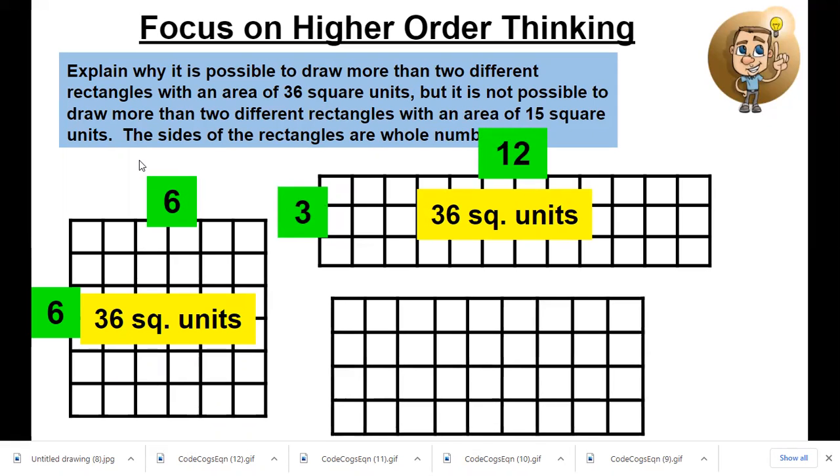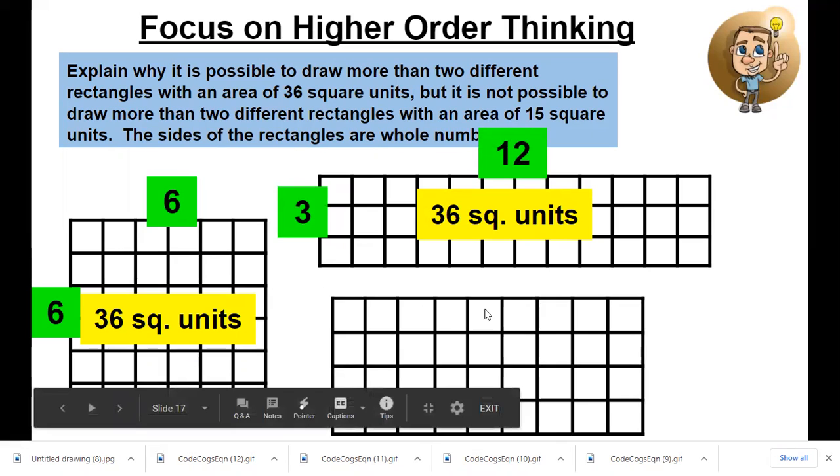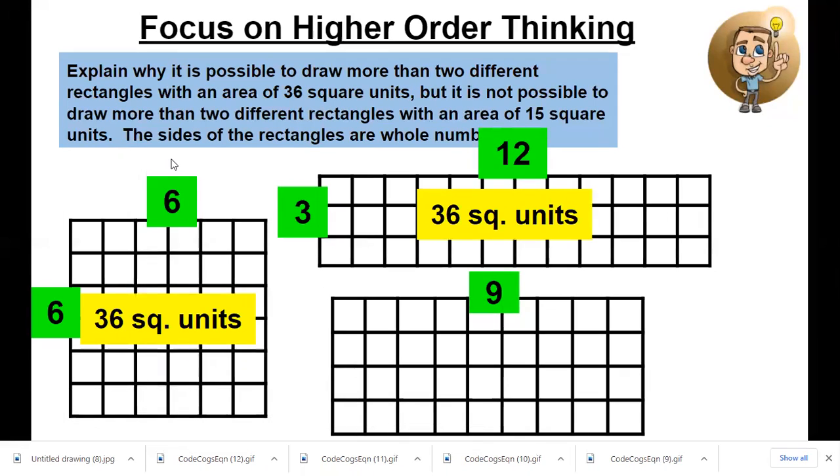Then we have this one. 1, 2, 3, 4, 5, 6, 7, 8, 9. That one has 9 square units going across, and up and down it has 4. So 4 times 9 is 36 square units. There's more. We did 6 times 6. You could do 3 times 12. That's another one. I think 2 times 18 is another one you could do. So there's others. What you're doing basically is finding all the factors of 36 and making one factor the length and one factor the width.